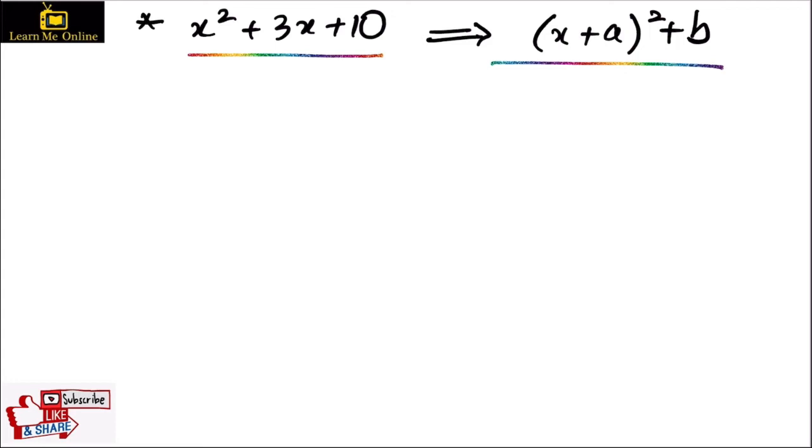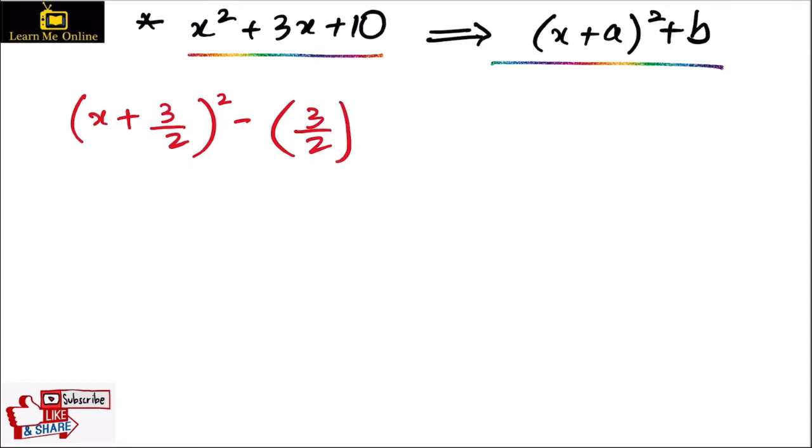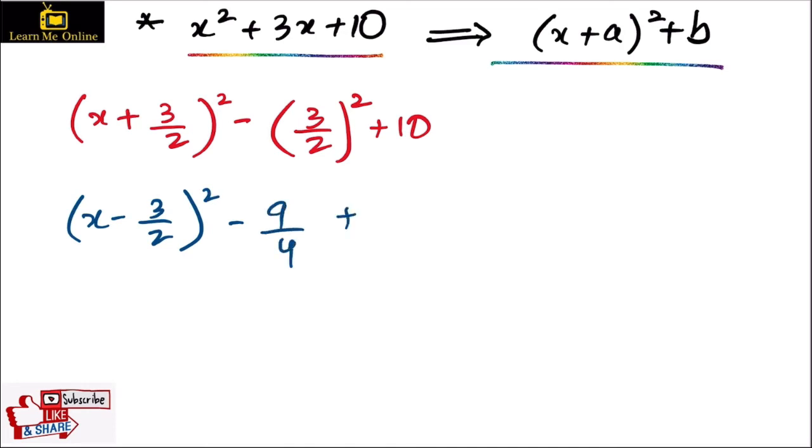We're going to begin with the same thing. So we write it down as x plus half of 3, which would be 3 over 2, whole square. Then minus, whatever the second term is, which is 3 over 2 at the moment, you do the square of it, and then plus 10. You keep the first bracket the same, x minus 3 over 2. Then you expand them out, which is minus 9 over 4 and then plus 10.